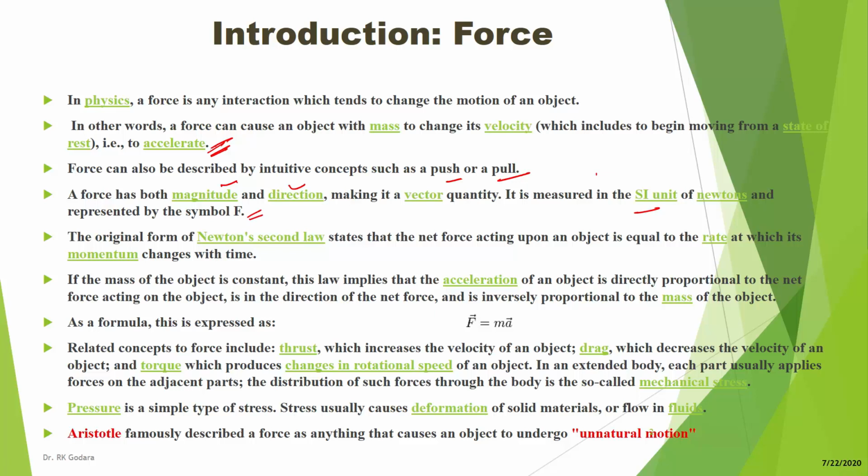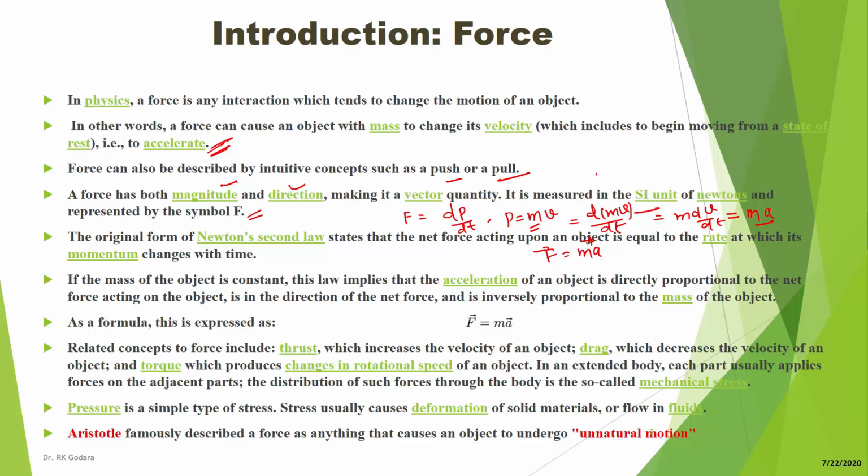In general it is represented by F. The original form of Newton's second law states that the net force acting upon an object is equal to the rate at which its momentum changes with time, or F equals dp over dt, the rate of change of momentum. Here p equals momentum, m into v. If the mass is constant, then this is m dv over dt. Here dv over dt is the rate of change of velocity, which is nothing but acceleration, so m into a. So we got F is equal to ma.